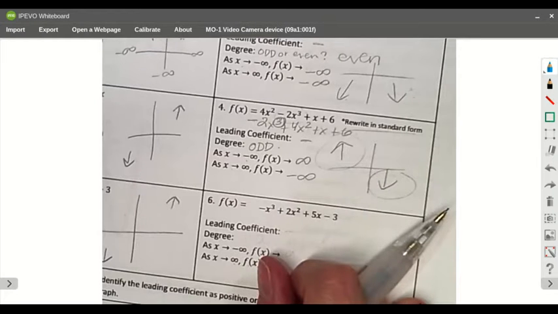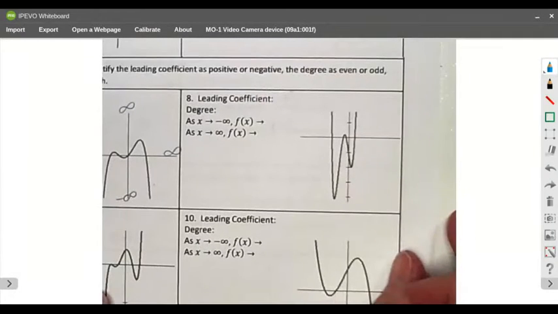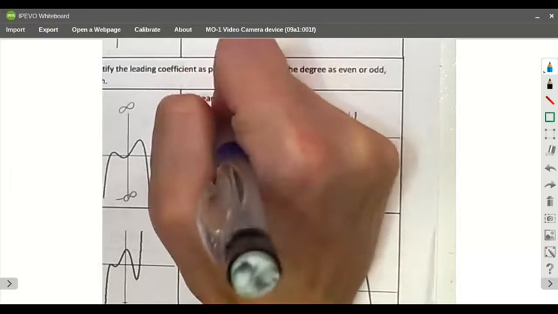Look at the leading coefficient, positive or negative. Look at the degree, even or odd. Look at the chart, figure it out. Okay, now we have ones like 8 and 10 where you're given a graph and you're asked the sign of the leading coefficient and whether the degree is odd or even.